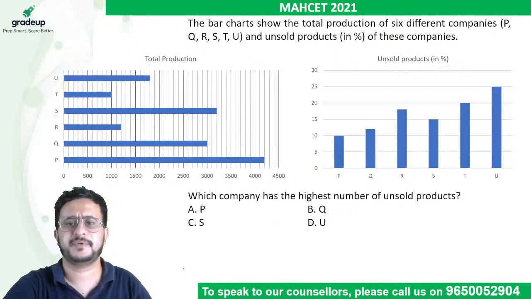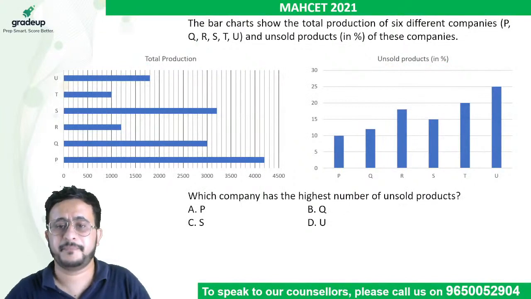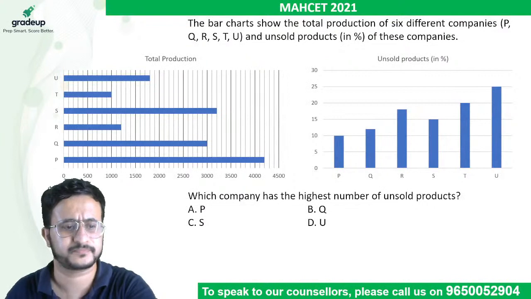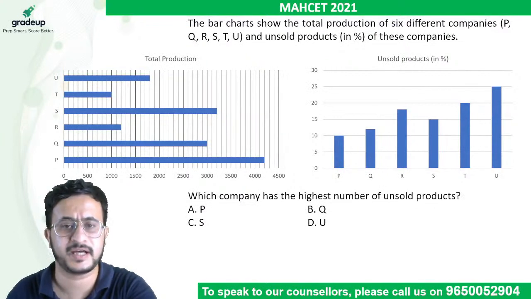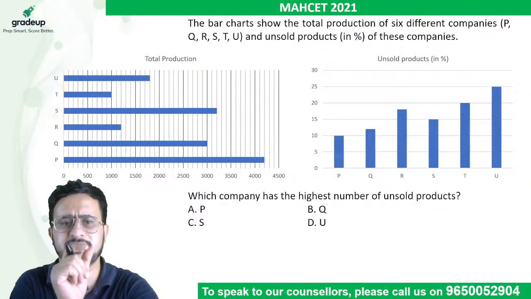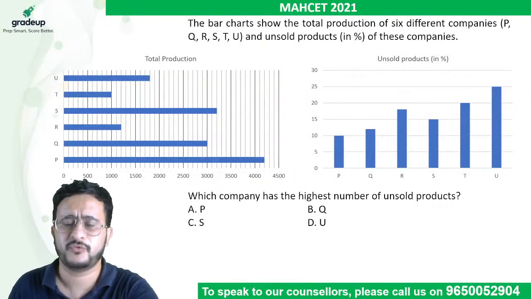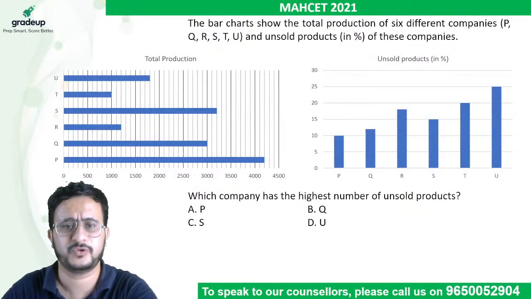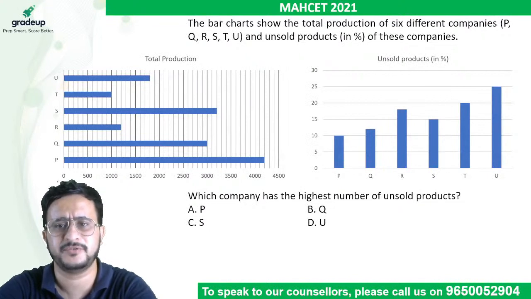Okay, simple one. Which company has the highest number of unsold products? So how will we calculate the number of unsold products? We are given the number of products that were produced and what percentage of them went unsold. So basically you have to multiply the values and get the answer.